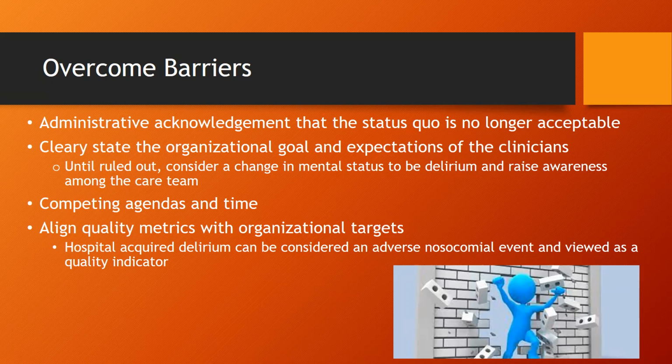And then we have competing agendas and time. This is always a barrier, but one way to break this barrier is to have clinical expert champions from your different disciplines available to teach, provide feedback, and reinforce practice behaviors. If your champions are fellow nurses and providers, they can help staff understand and find purpose in the change, as well as learn tricks on how to incorporate the change into their daily practice, improve buy-in, and enhance your program overall. And then lastly, align quality metrics with the organizational targets. Hospital-acquired delirium can be considered an adverse nosocomial event and viewed as a quality indicator. So incorporate that.